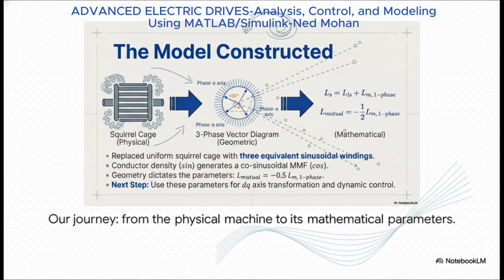We started with the physical reality of the squirrel cage. We used a clever trick to model it, which led us to the symmetrical geometry of the three phases. And then that geometry directly gave us the mathematical inductance parameters that define the entire system. It's just an incredible example of how we use abstract mathematics to understand and control the physical world.